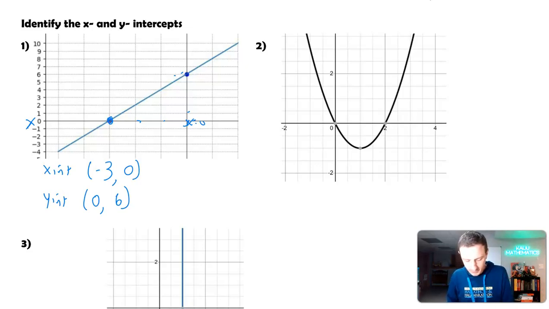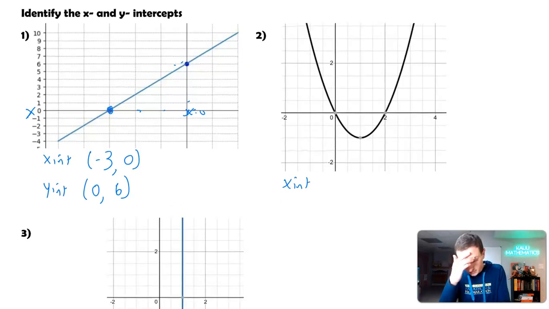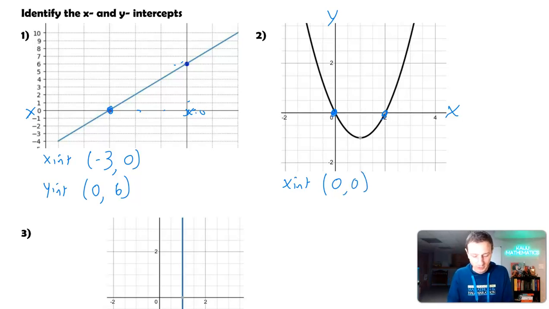So number 2, x-intercepts. X-intercepts are where we cross the x-axis. This horizontal axis is the x-axis. So we cross right here and right here. So what are those ordered pairs? Well, the x-intercept is 0 because we're crossing the x-axis at the x value of 0 and the y value of 0 because we're crossing through the origin for the x-intercept there. And we have another x-intercept at 2, 0. It crosses right there, 2, 0.